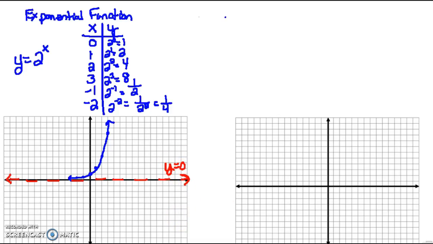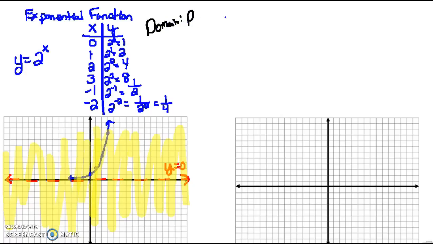For those of you who love domain and range: as I go to the right, my function is going to keep going and going. As I go to the left, my function is going to keep going and going. So that should be an indicator that my domain is all real numbers. We'll just do A-R-N, all real numbers, or if you like, negative infinity to positive infinity, I'm good with that.